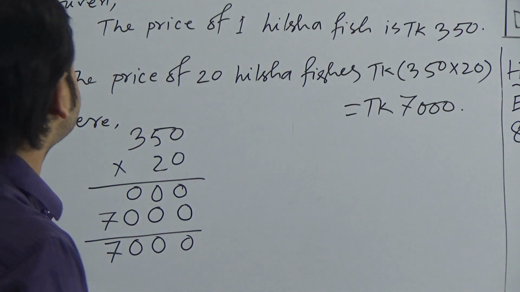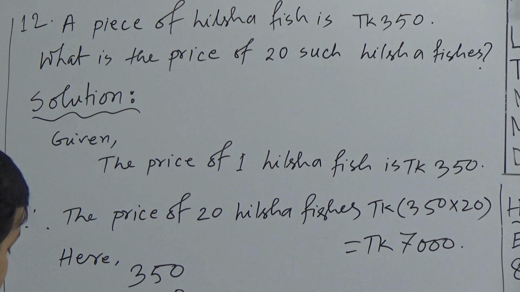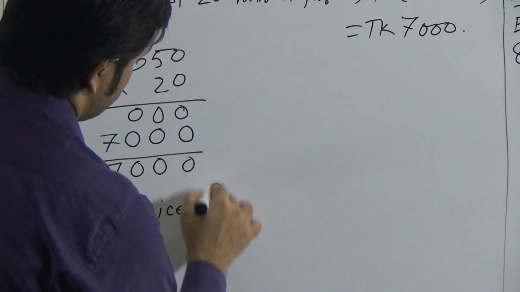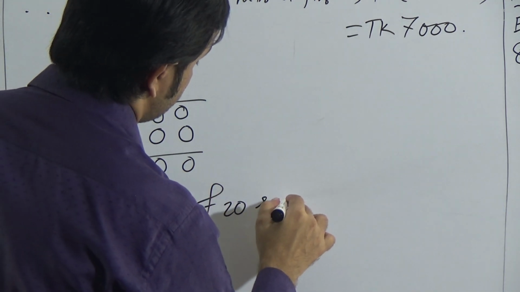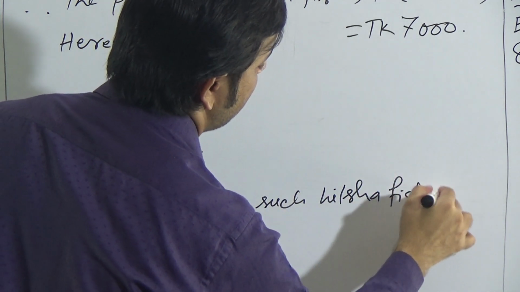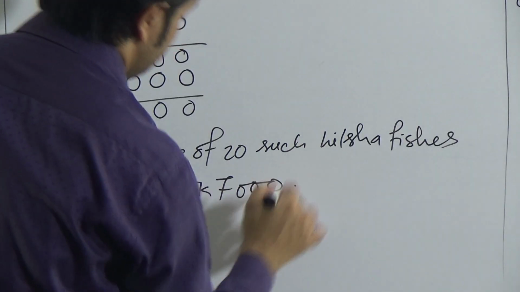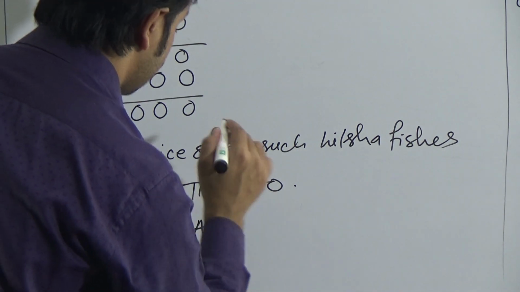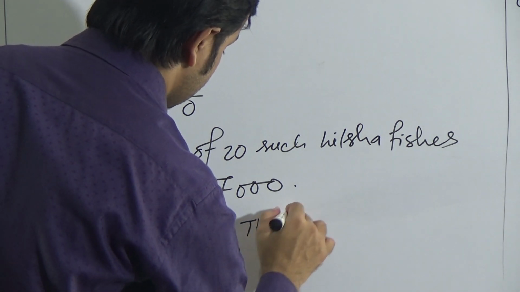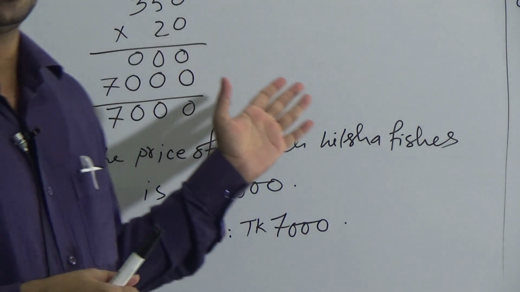Our question is, what is the price of 20 such Hilsha fishes? Therefore, the price of 20 such Hilsha fishes is taka 7,000. Dear students, this is our required answer for question 12. Taka 7,000. Okay, dear students, I hope you have understood our today's lecture.